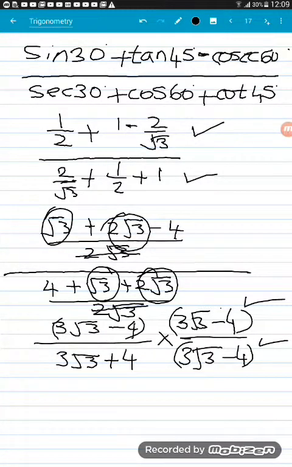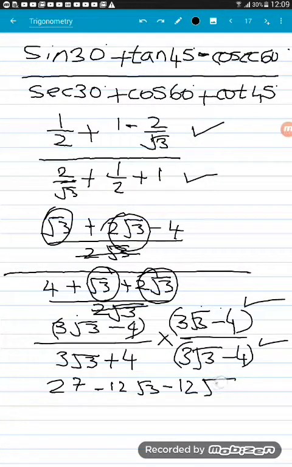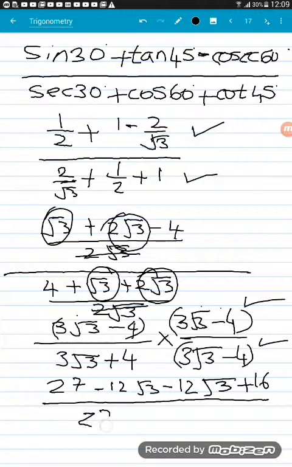Now we will do the first one. 3 3s are 9, this and this first. 3 3s are 9, 9 3s are 27, and minus 12 root 3 and minus 12 root 3 and plus 16. The other one is 3 3s are 9, 9 3s are 27 minus 16.